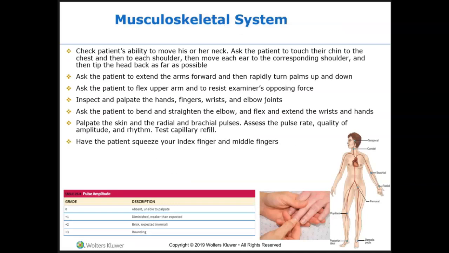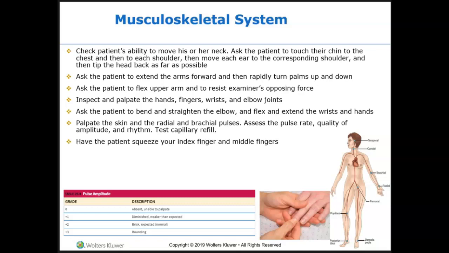Musculoskeletal assessment. Again, please go in your book and follow along. Assist the patient in the supine position. Peripheral vascular assessment includes measuring the BP and assessing the skin and perfusion of the extremities and the peripheral pulses.